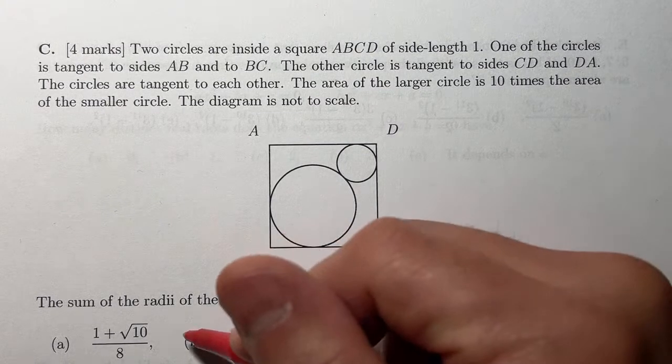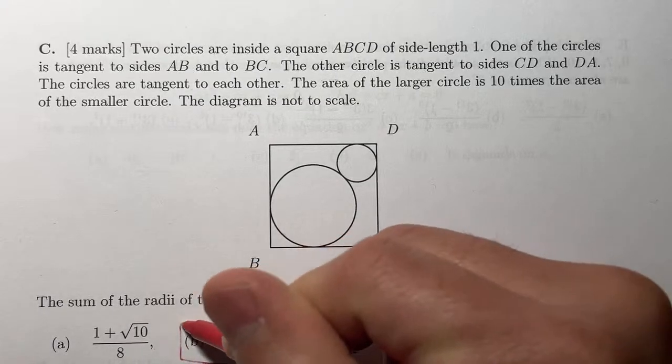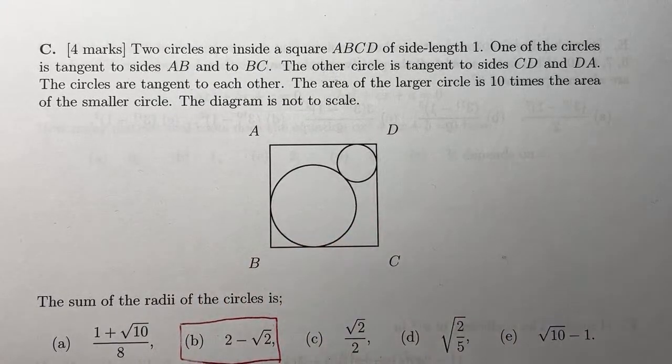Okay, I'll tell you, the answer is B, 2 minus square root of 2. 2 minus square root of 2. Oh, sorry. Yeah, I think A is also less than square root of 2.